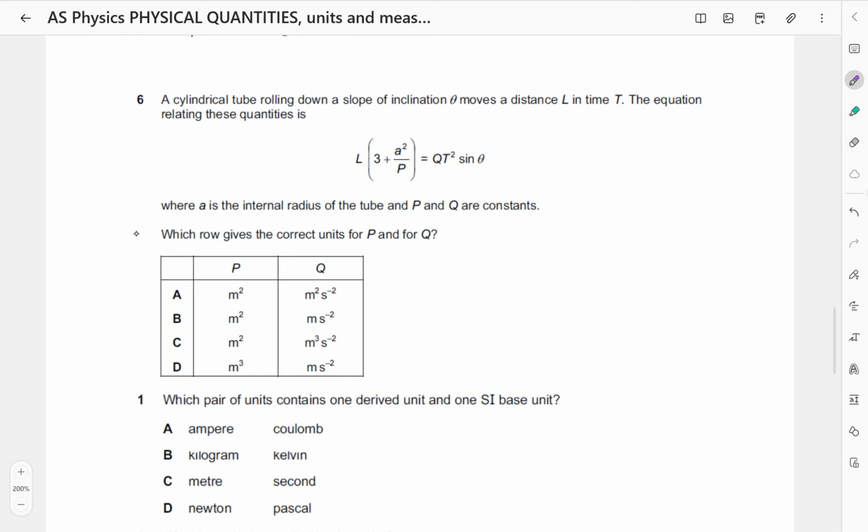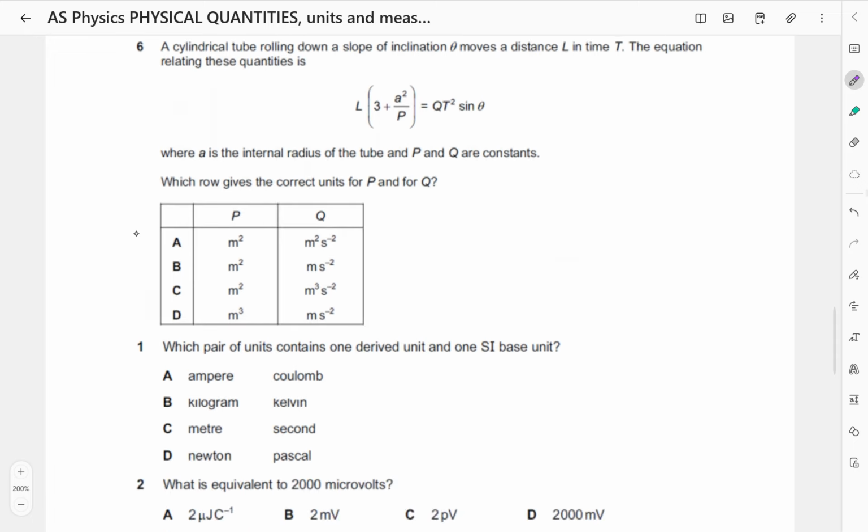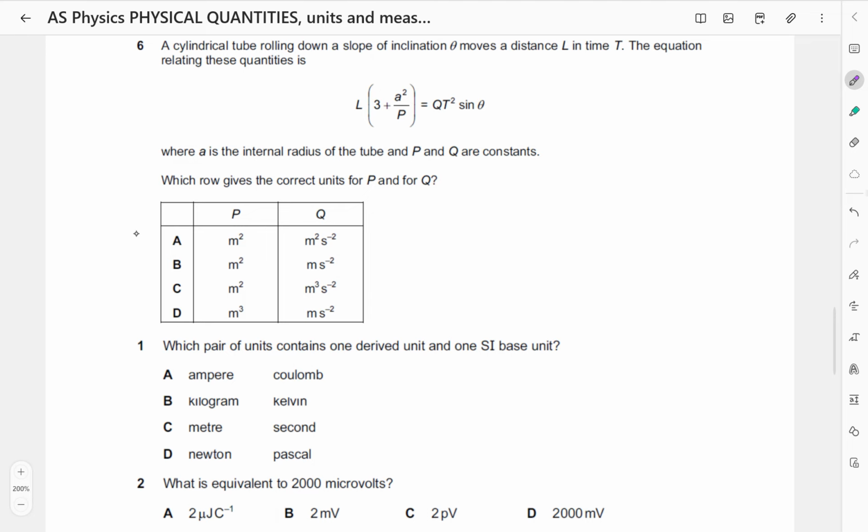A cylindrical tube rolling down a slope of inclination theta moves a distance L in time t. The equation relating these quantities is L(3P + a²) = QT² sin θ, where a is the internal radius of the tube, and P and Q are constants. Which row gives the correct units for P and for Q?